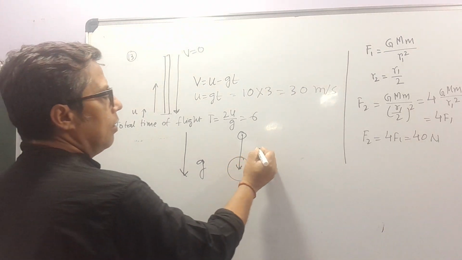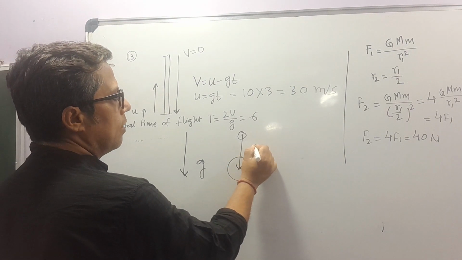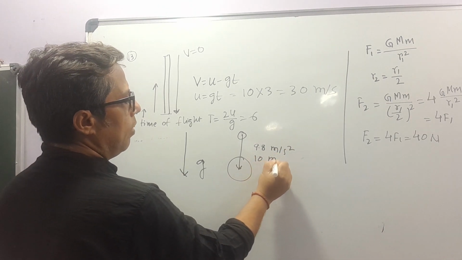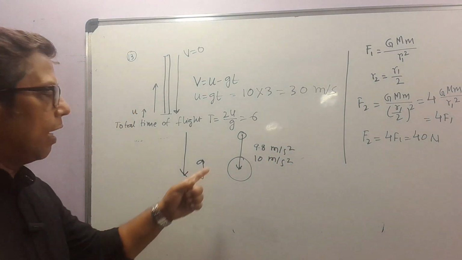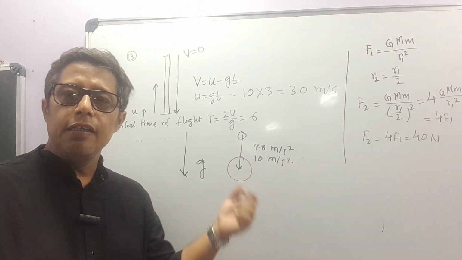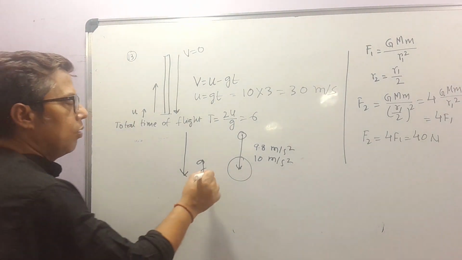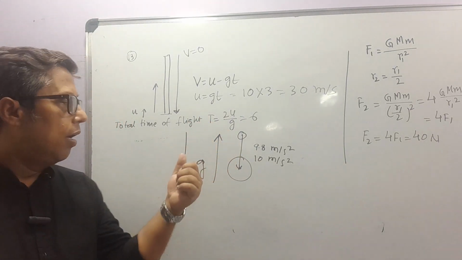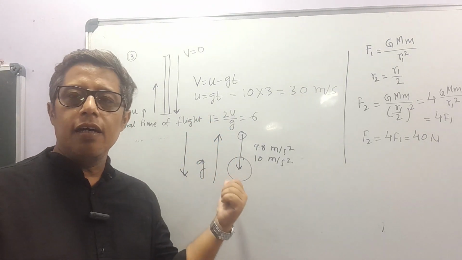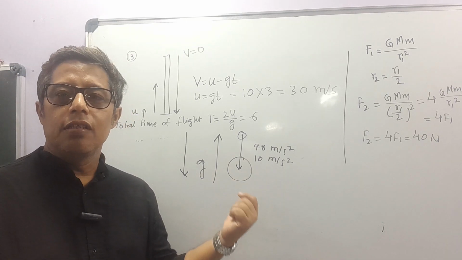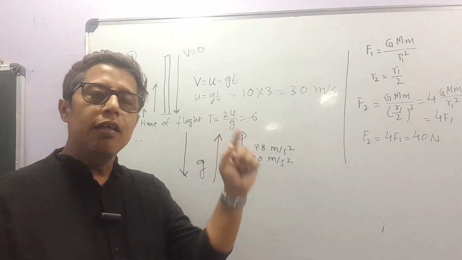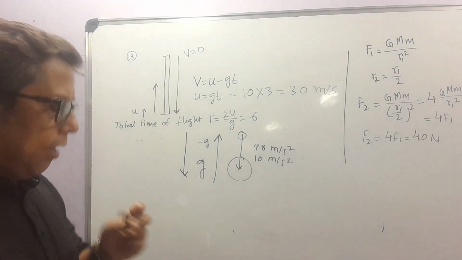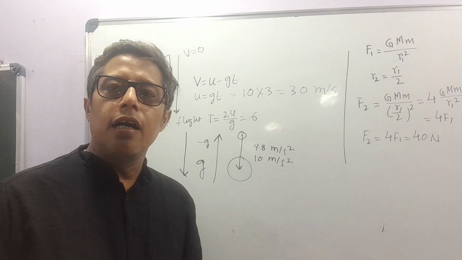And what is the value of g? In SI, it is 9.8 meter per second square or 10 meter per second square. With this acceleration, the object is coming down. It is an actual fact. Now, when we are throwing something upward, the object is going up against the actual acceleration, which is acting downward. So the upward acceleration will be minus g, or you can say it's a retarding motion.